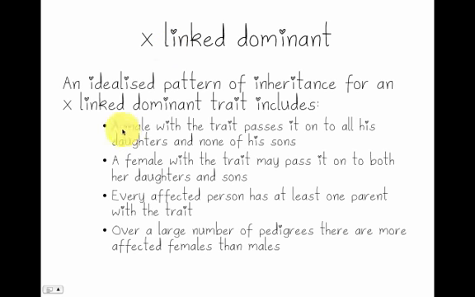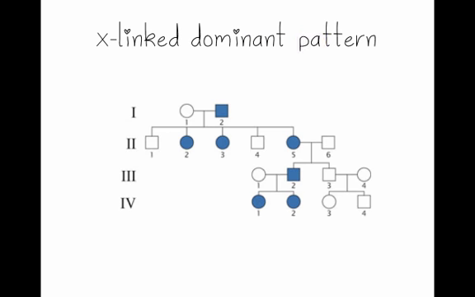All right, so when you see a male with the trait, he's going to pass it on to all of his daughters, but none of his sons. So if you see that appear, that tells you that it's X-linked. A female with the trait may pass it on to both her daughters and sons. And because it's dominant, you're going to see it in every generation, or roughly in every generation. So let's have a look.